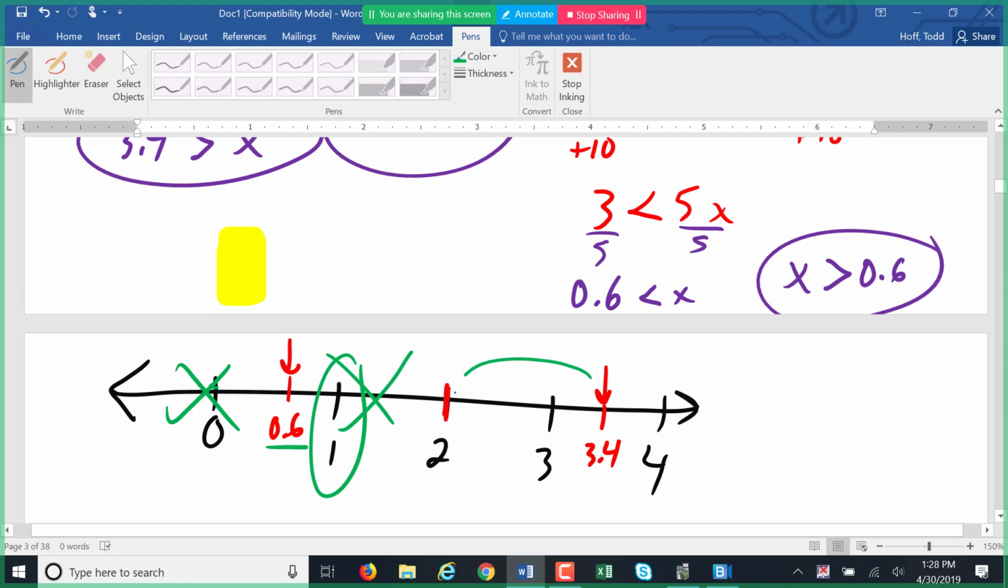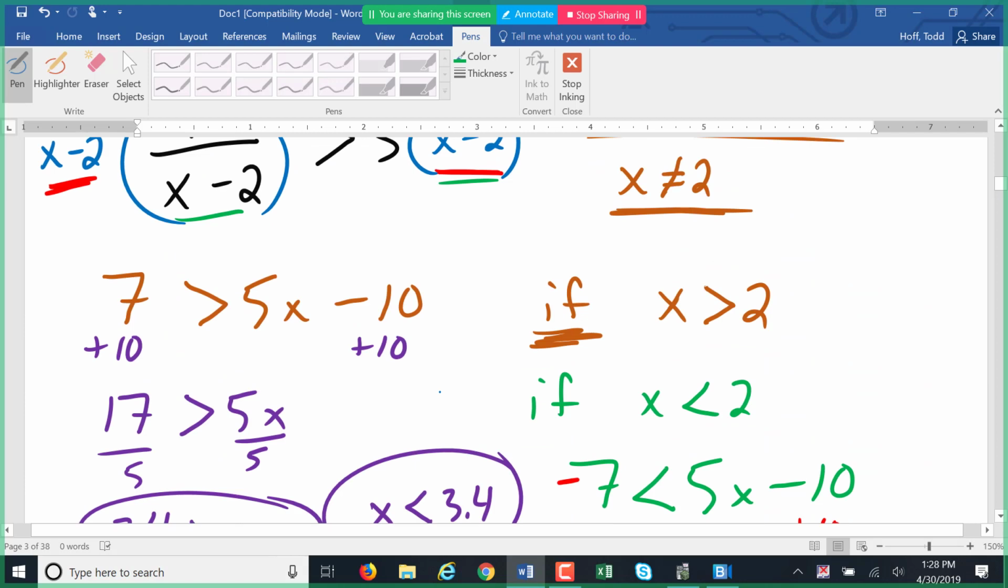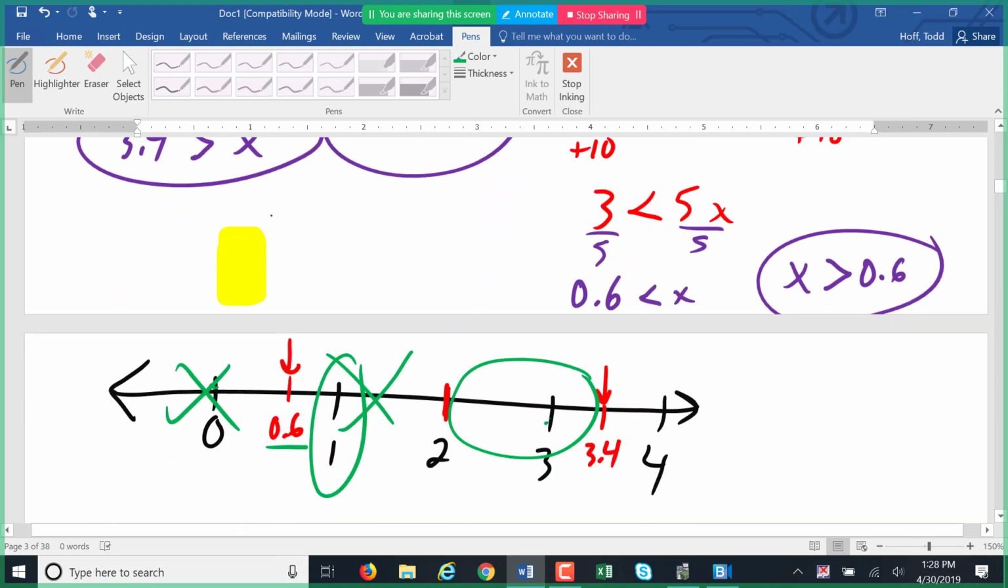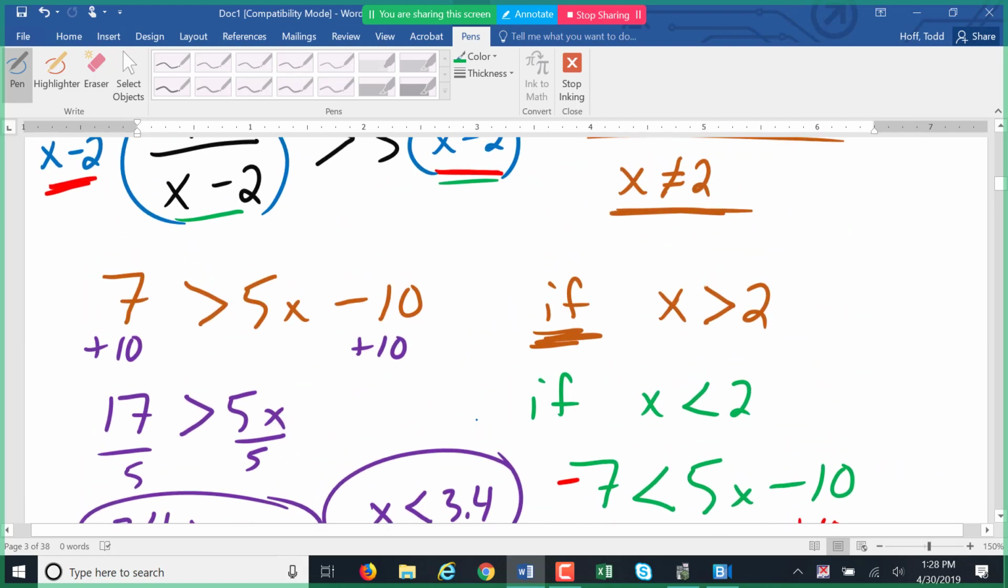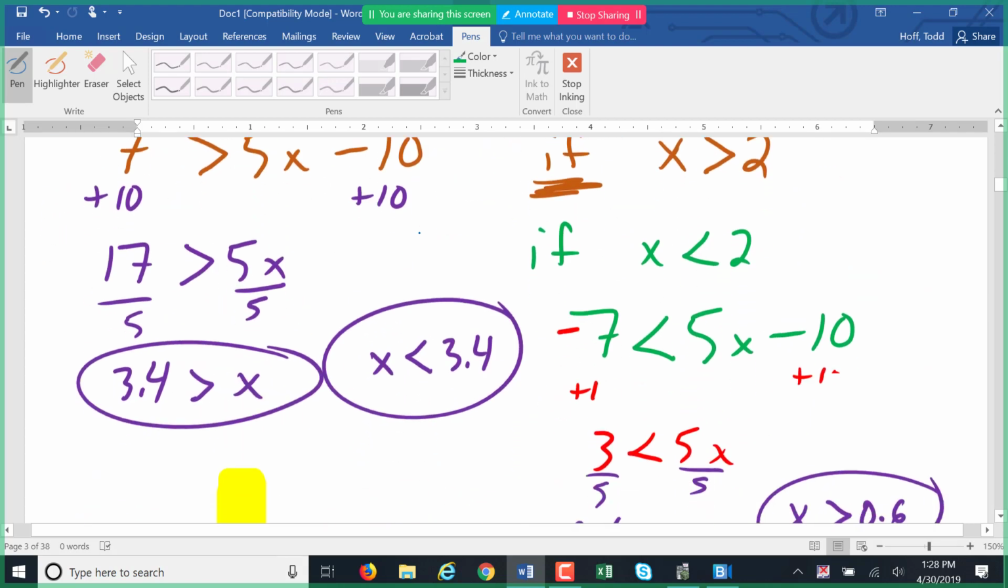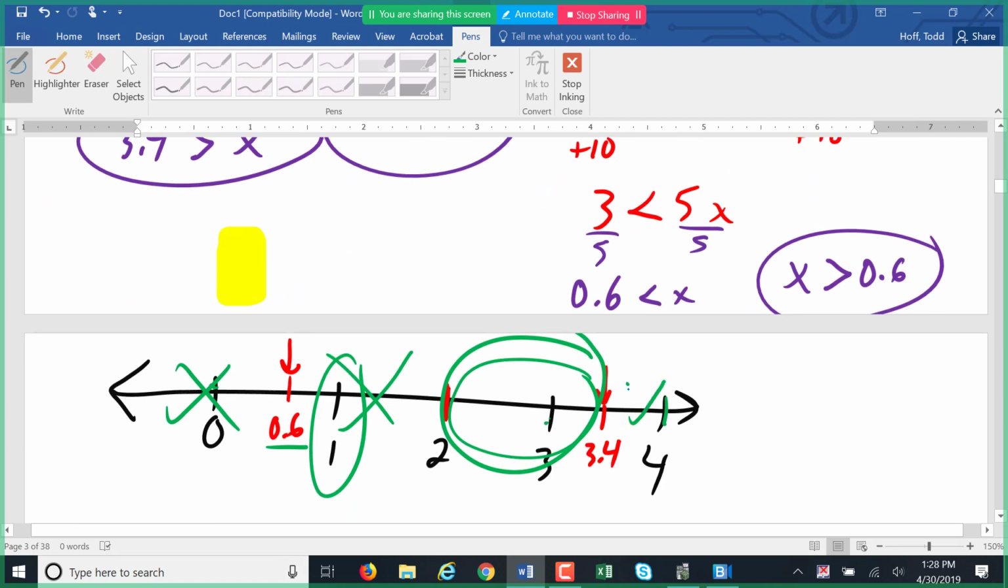Let's look in this section here. Let's try 3. If I put 3 in there, 3 minus 2 is 1. 7 divided by 1 is greater than 5. It's true there. If I put in 4, well, 4 minus 2 would be 2. 7 divided by 2 is 3.5. That's not greater than 5. So it is not true out here.